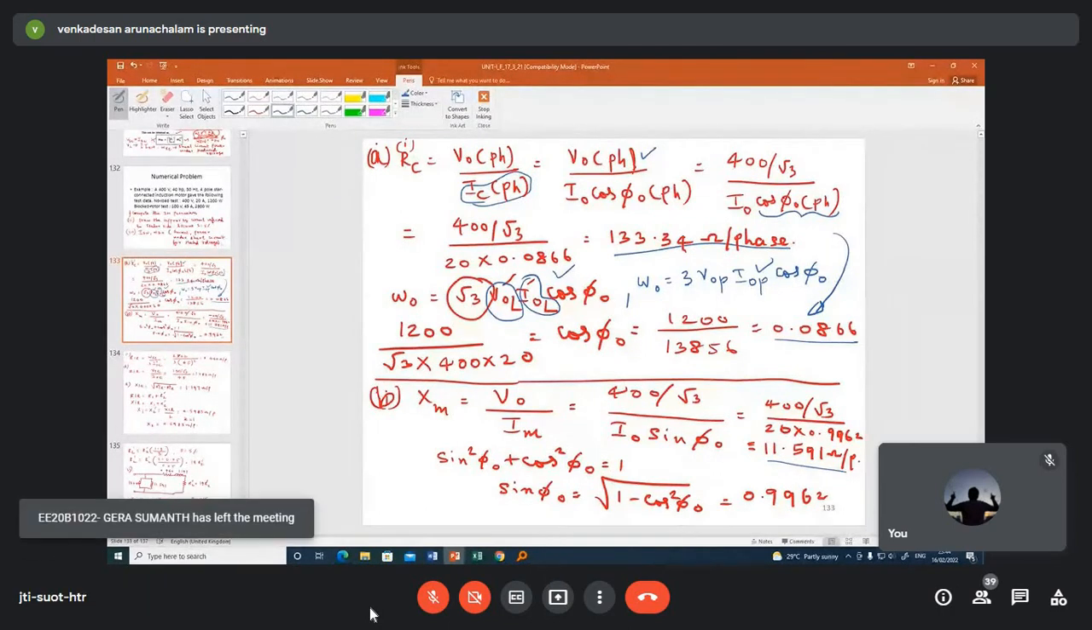So the shunt parameters we have computed are the core resistance and magnetizing reactance. Since we are computing everything with respect to the stator side, RC and Xm remain as such. Any doubt in this?